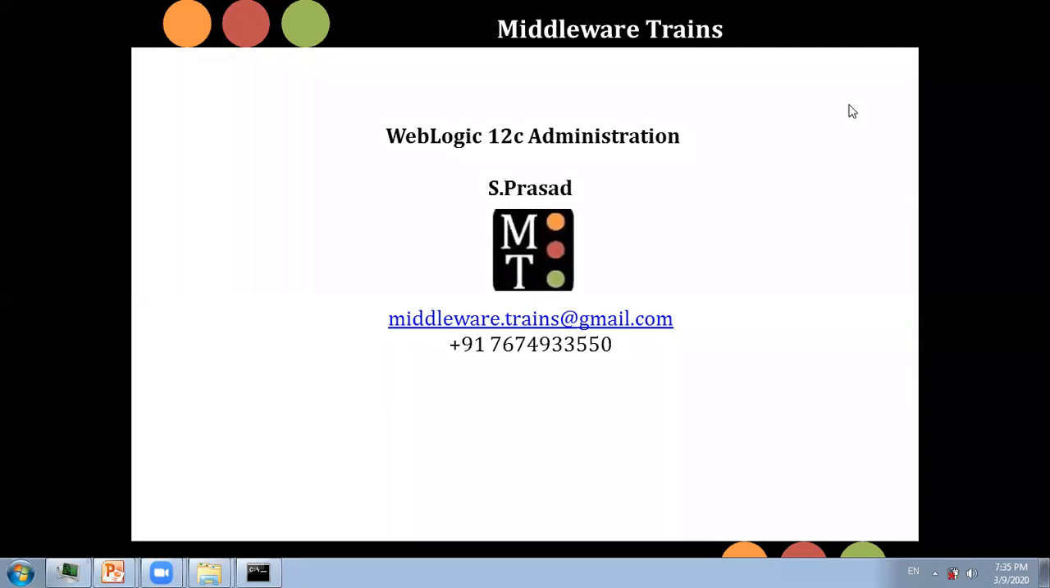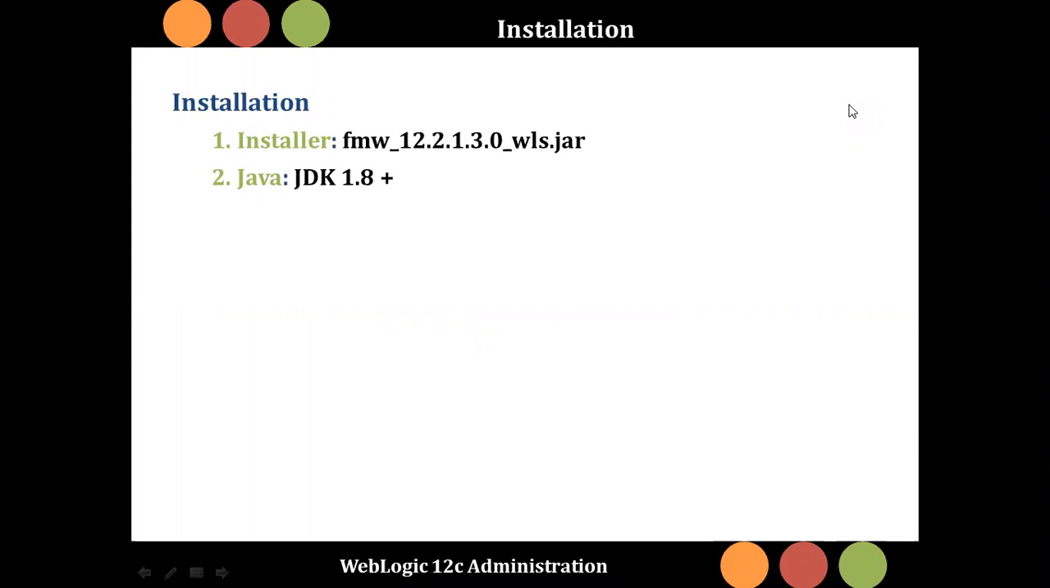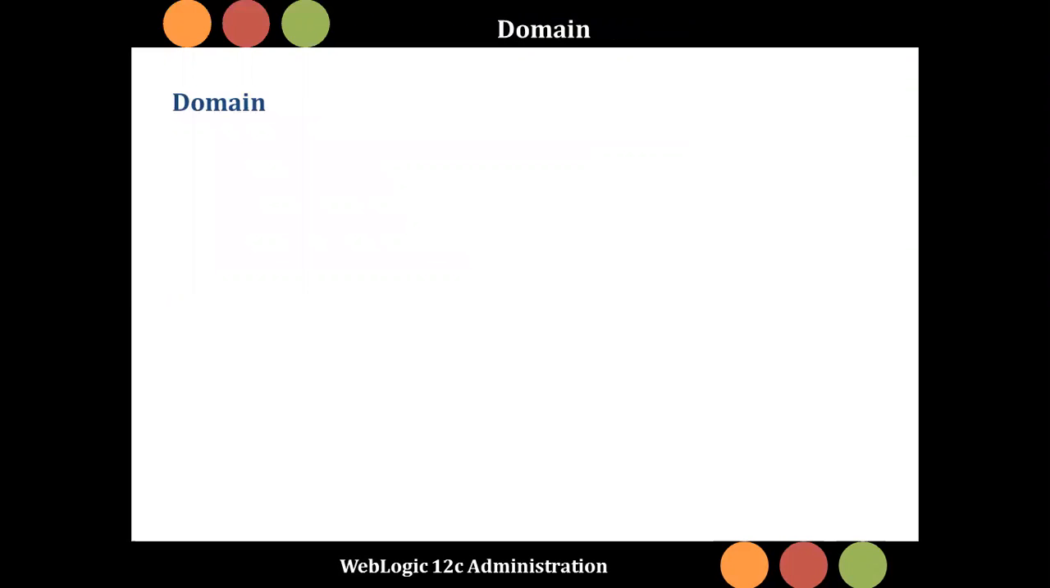So this is the second installment of the WebLogic series, and in the last video we have seen how to install a WebLogic product, and in this video we're going to see how to create a domain. So last video we have seen the installers, the Java, the temp location, and the installation location, and we have seen how to install the product, and we have also discussed what are the files and the folder structures that are going to come post installation. So in this video we're going to see how to create a domain.